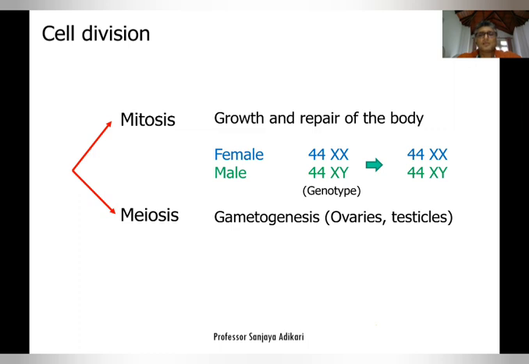Now, if you take a female with the genotype of 44XX, a somatic cell with this genotype will produce two somatic cells with the same genotype, 44XX. If a male with 44XY produces cells with mitosis, that cell will produce two cells with 44XY.